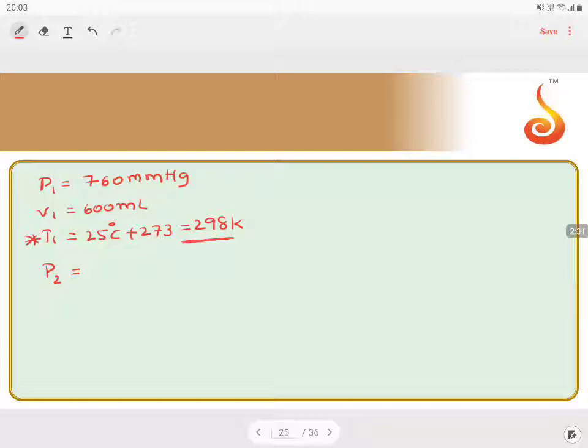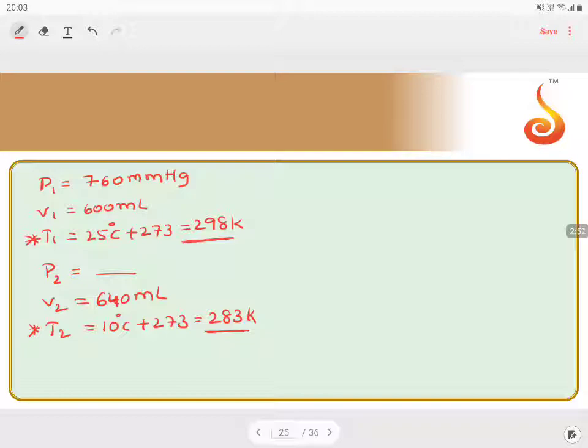Now P2, we have to find this value corresponding to the volume 640 ml at the new experimental conditions of temperature. T2 is equal to 10 degrees centigrade. Again, this is converted into Kelvin scale as 283 Kelvin.